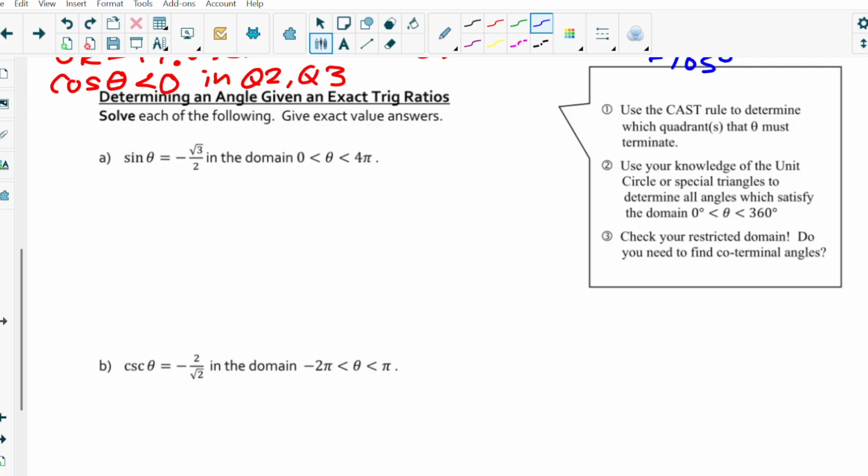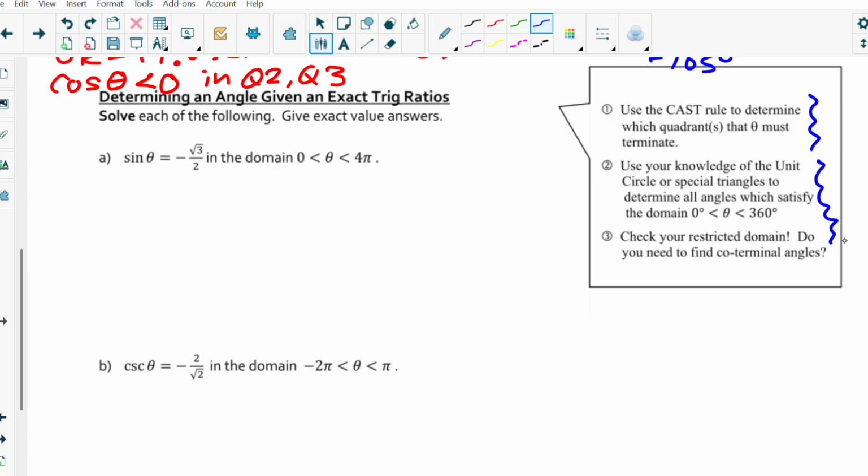Okay, determine an angle given exact trig ratios. Sine of theta equals negative square root of 3 over 2 in the domain. Theta is between 0 and 4 pi. Okay, try not to use a calculator. Use the CAST rule to determine which quadrant that theta must terminate in.